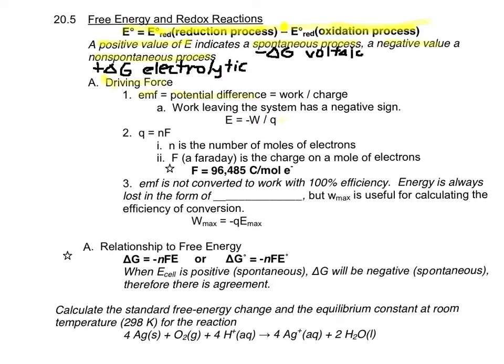Right here we have an equation that relates potential difference with work, not an important equation to know. Here's another one that's not that important to know, but we have a constant here that we really need to know, a Faraday. A Faraday is the charge on a mole of electrons, and it is equal to 96,485 coulombs per mole of electrons. A coulomb is the SI unit for charge. This constant is one that we're going to use a lot. You'll often see it written out as 96,500 coulombs per mole of electrons.